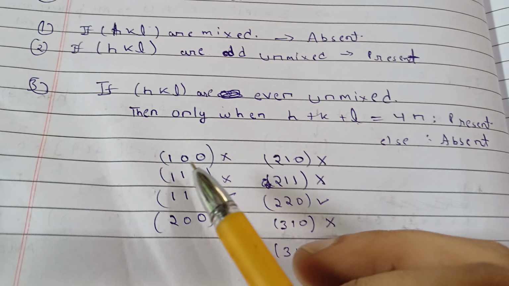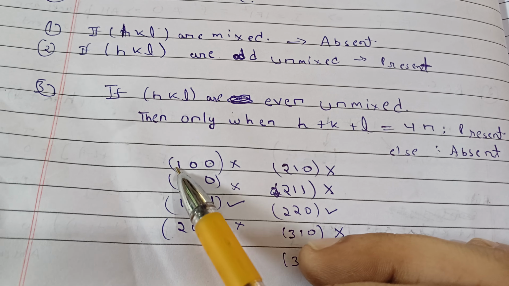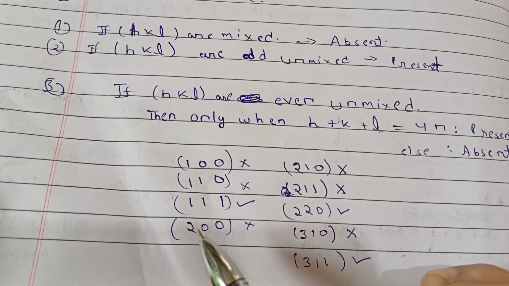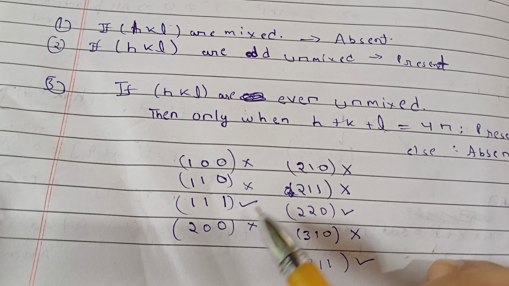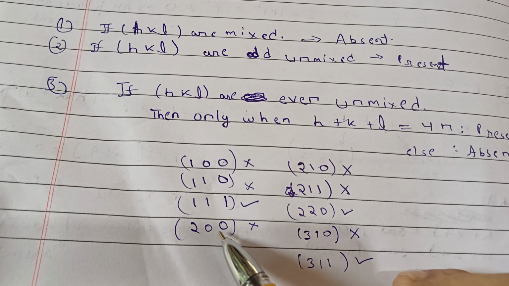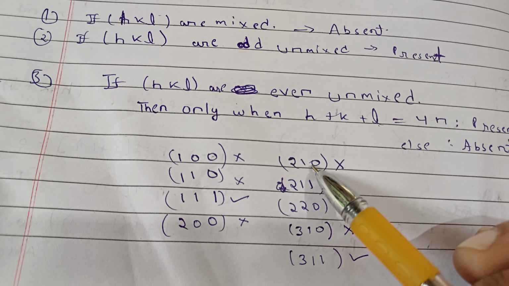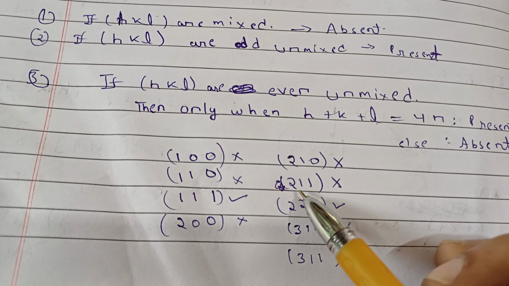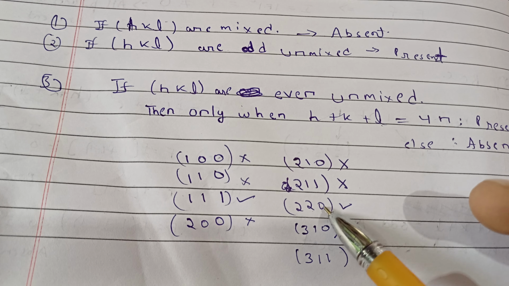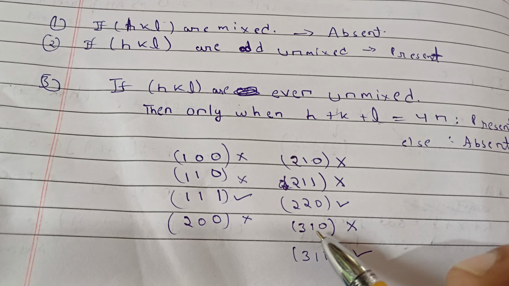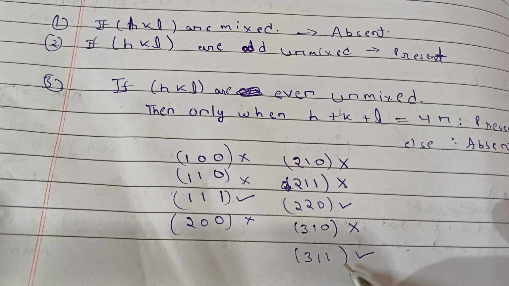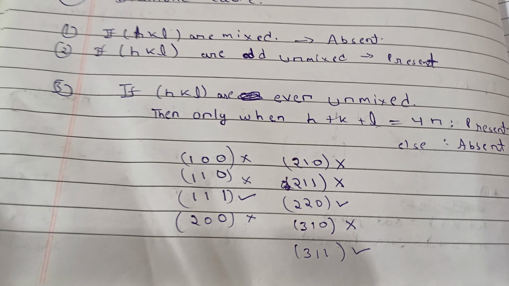So let's see some examples. This 1 0 0 is a mixed case, odd and even, so the plane will be absent. Here it is also mixed, so absent. All are odd, so the plane will be present. Now all are even, but the sum 2 plus 0 plus 0, which is 2, is not a multiple of 4, so we'll say the plane is absent. Here it is mixed, so absent. Here it is mixed again, so absent. Now it is even unmixed, and 2 plus 2 is 4, a multiple of 4, so we'll say the plane is present. Now it is mixed, so the plane is absent. These are all odd, so it is unmixed, and the plane is present. So remember this.